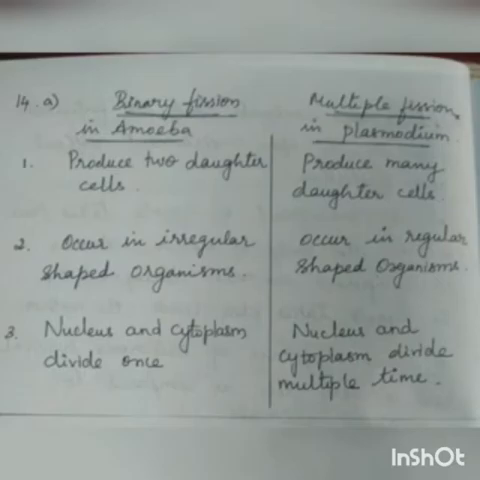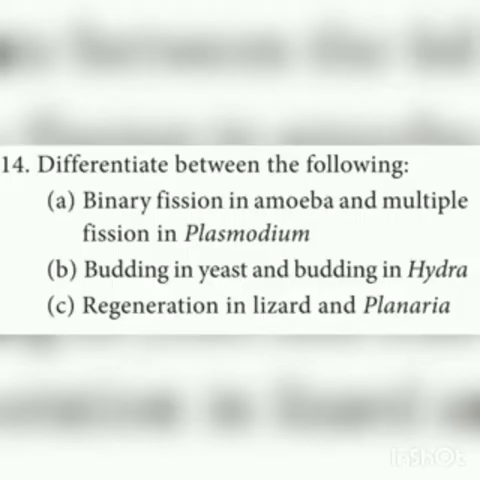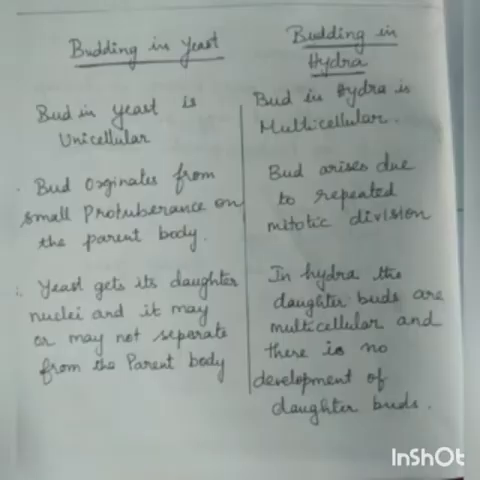Okay, next one is budding in yeast and budding in hydra. The bud in yeast is unicellular, so yeast is unicellular, whereas the bud in hydra is multicellular. The bud originates from a small protuberance on the parent body in yeast. In yeast, the bud develops from a small protuberance.